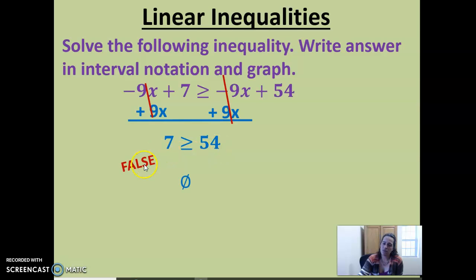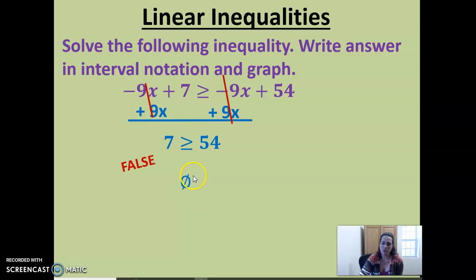So because it is a false statement, that means we're going to have no solution. There is no x value you can plug in up there and have the left-hand side be greater than or equal to the right-hand side. There's nothing. It doesn't exist. No solution. Now, my math lab, your book, prefers to use this 0 with a line through it. It's called the null set.